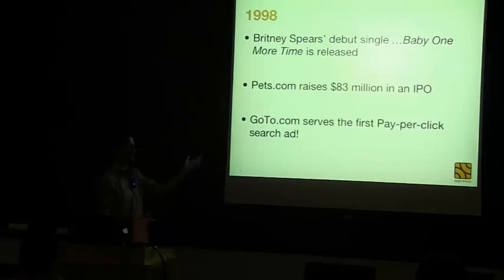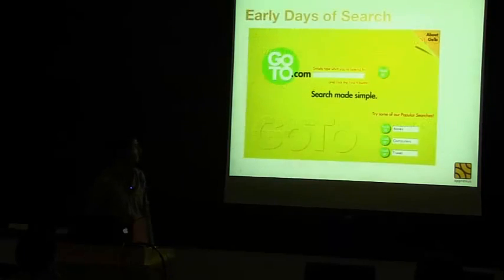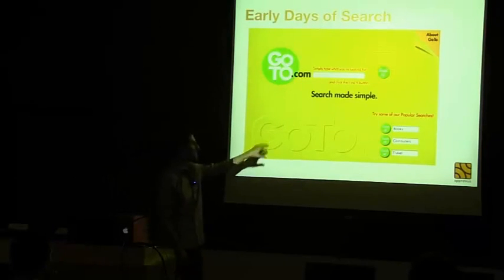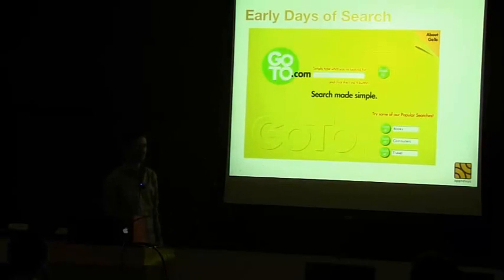It was also the year that Idealab, which was like the Y Combinator of its day, launched a company called GoTo.com. Here's the homepage of GoTo.com. Despite the ugly logo, it looks pretty similar to Google. And their business model is actually very similar as well. They set out to disrupt the classifieds industry.